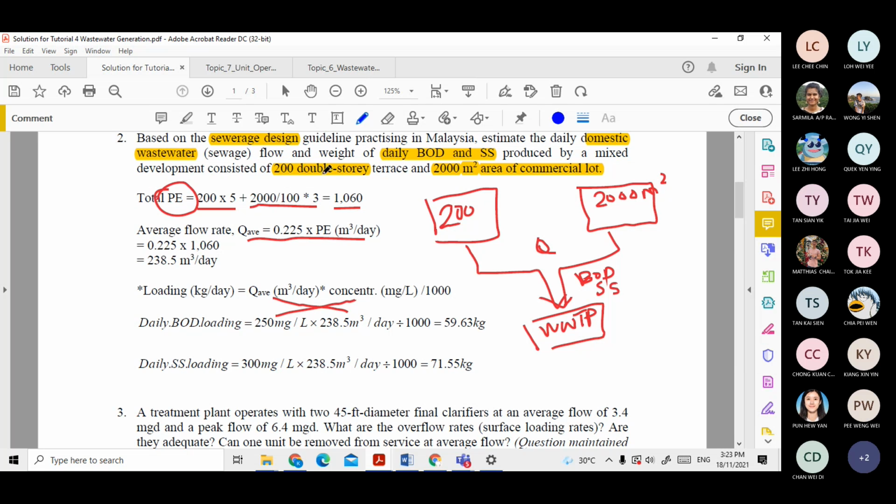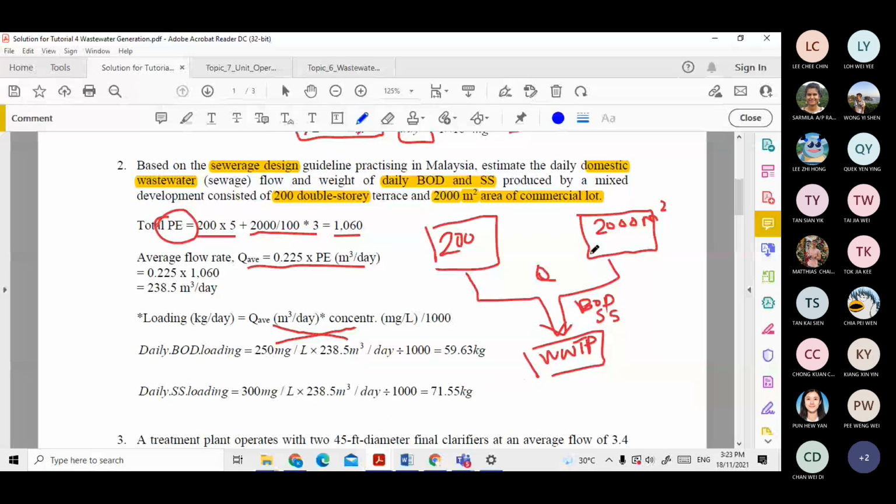So for this question 2, basically you are asked to calculate the BOD loading and the suspended solid loading into the wastewater treatment plant, just like question 1. The information given to you is only this mixed development, meaning you were only told 200 double storey units and 2,000 square meters area for the commercial lot. From these two, you have to calculate the PE first, and after that the Q, the daily flow, which is the total wastewater produced in one day.